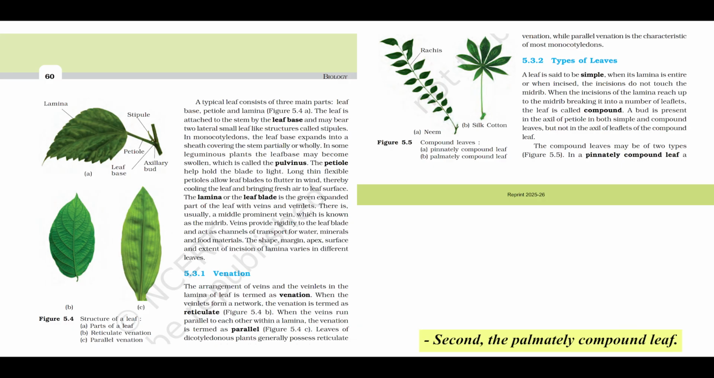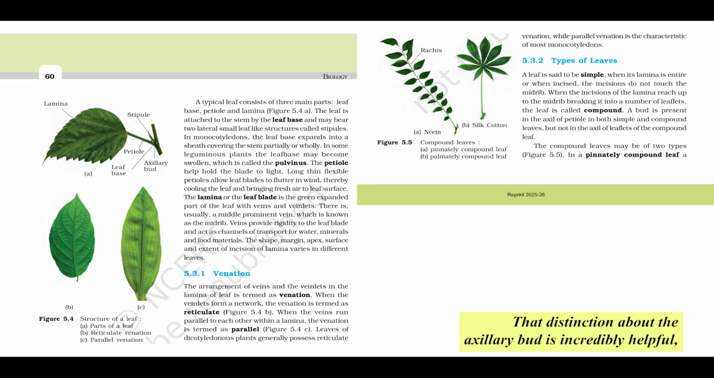Okay. Second, the palmately compound leaf. Here, the leaflets are not arranged along a central rachis. Instead, all the leaflets are attached at a common point, specifically at the tip of the petiole, radiating outwards like the fingers of your palm. An excellent example is the silk cotton tree, which has those broad leaflets fanning out from a single point. You can see this distinct arrangement in Figure 5.5b. Palmate, like a palm, leaflets radiating from one point.